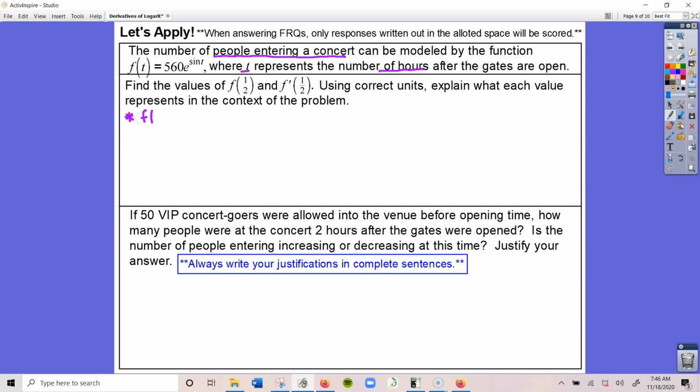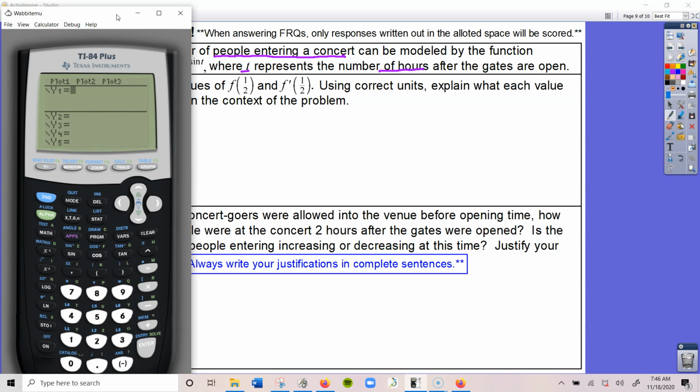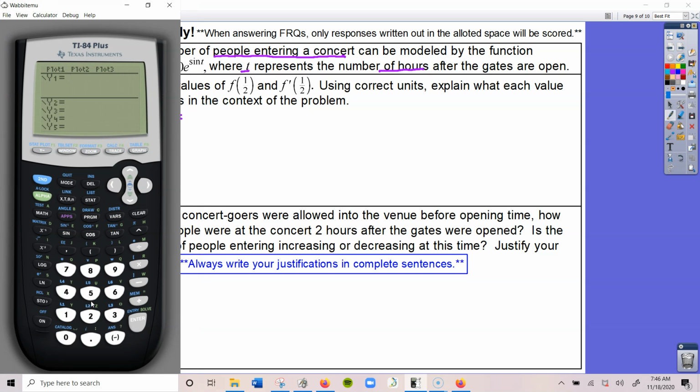Remember, the calculator is going to do this for us since this is a calculator question. So first I'm going to find f of 1/2. I'm going to go to my calculator here, go to my y equals menu, clear out this function, and graph that function 560e raised to the sine t. Remember that this calculator, you can't really change the variable. We're always just going to use x. And now we're going to graph.